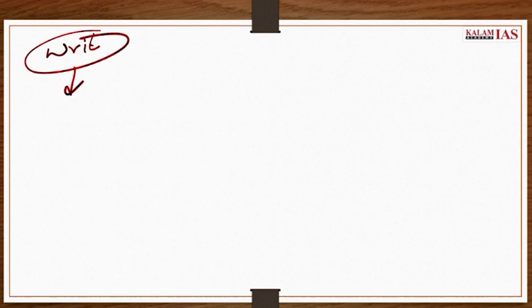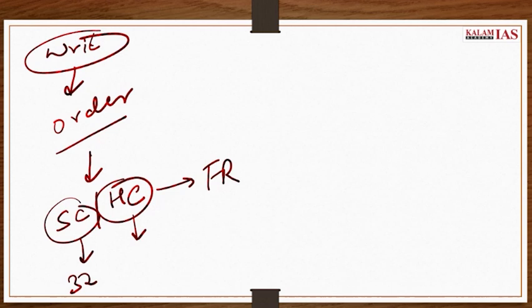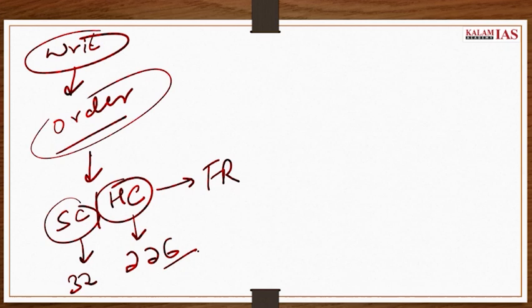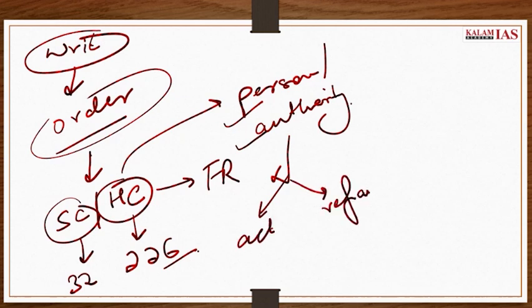Now a writ is an order. It is an order which is issued by the Supreme Court or High Court to uphold the individual's fundamental rights. The Supreme Court issues writs under Article 32 and the High Court issues writs under Article 226. The writs are orders which are issued by the courts to another person, either to a person or an authority, and they will require that person or authority to act or refrain from acting in a specific manner, depending on what the case is.